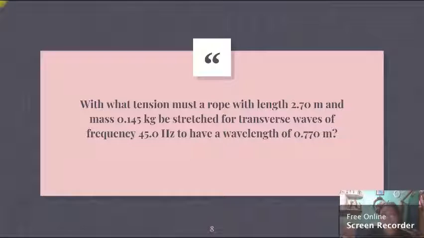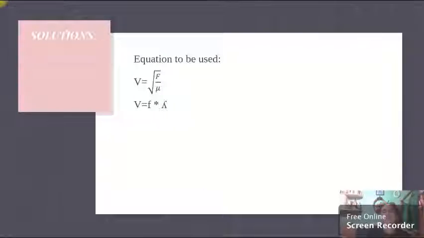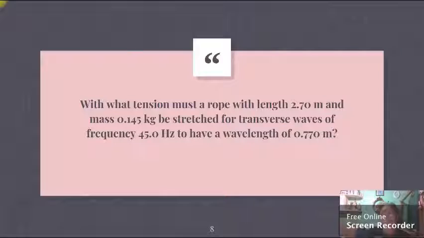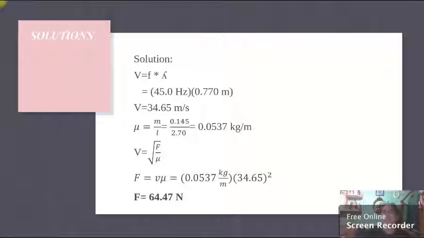So we're just going to go back to the question. We need to find the tension of the rope. Going back again, since we have this equation, we're just going to isolate F, since we have the value of V and mu. In order to find the tension force, we must isolate F.